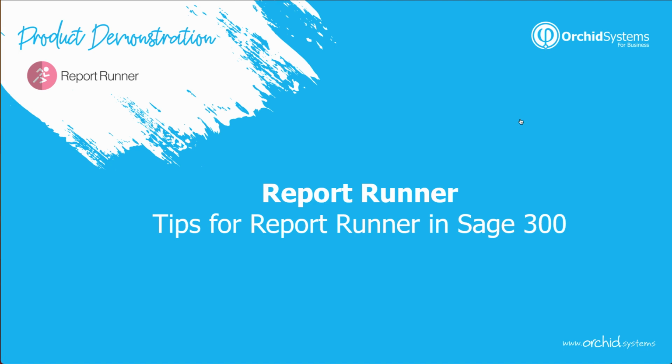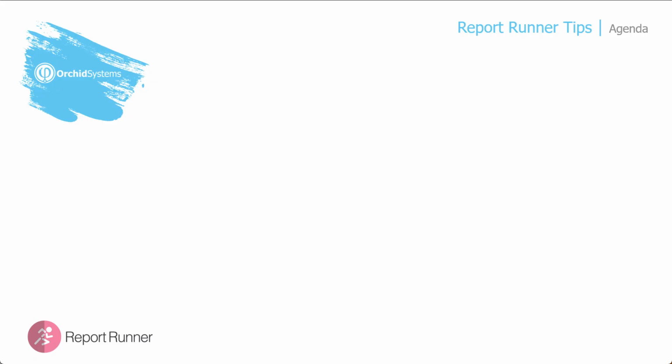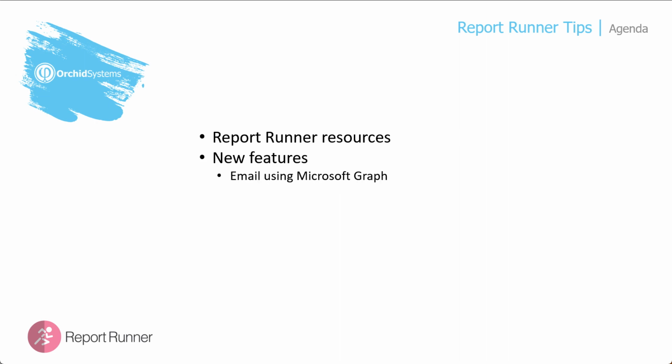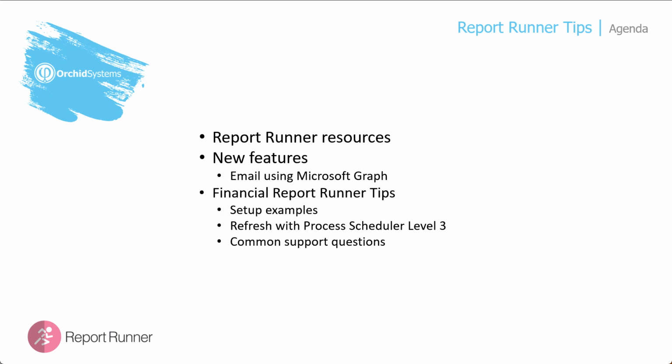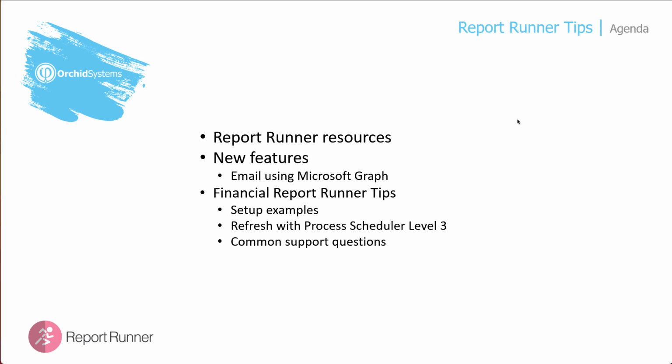My name is Natalie and today we will present tips for Report Runner in Sage 300, both Crystal reports and financial reports. We'll start with a refresher on when to use Report Runner and resources available to get started. We'll discuss new features, mainly emailing using Microsoft Graph, and then we will go through some tips and setup examples to refresh reports and email reports for different divisions, use Process Scheduler Level 3 to refresh Financial Report Runner, and also go through some common support questions.